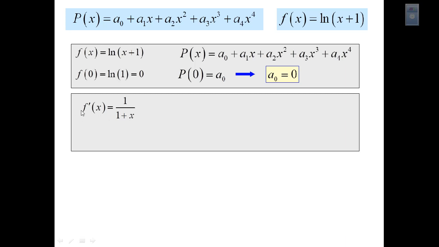All right, and then when we take the first derivative, we end up with f prime of x equals 1 over 1 plus x. And f prime at 0 is going to equal 1 over 1 plus 0, which gives me 1 over 1, which is 1. Now thinking about our polynomial here, p prime of x equals a sub 1 plus 2a sub 2 x plus 3a sub 3 x squared plus 4a sub 4 x to the third.